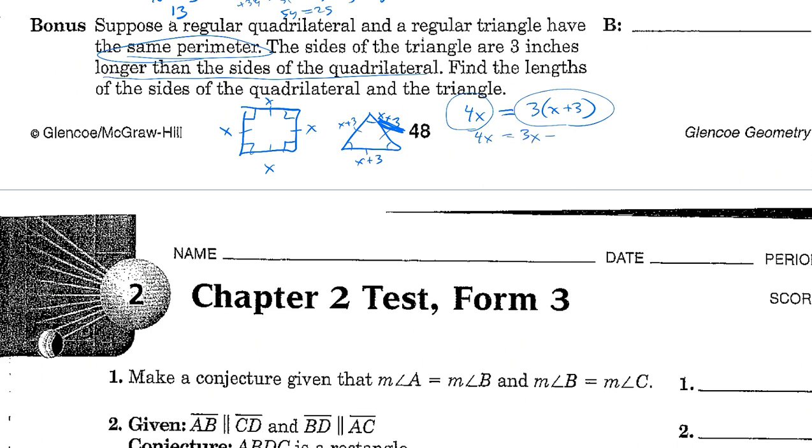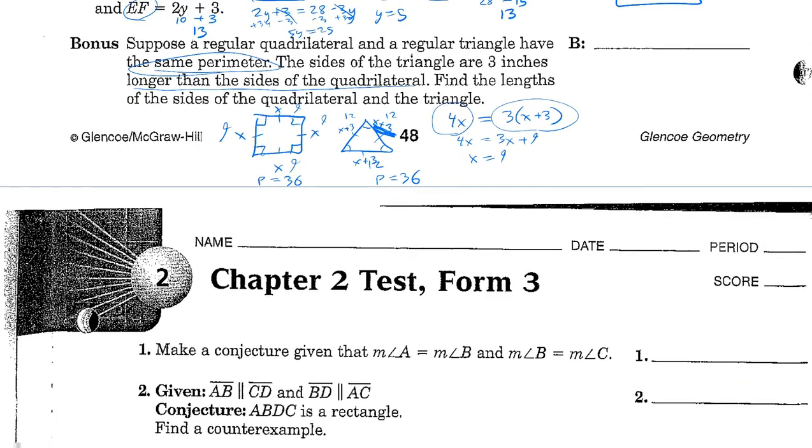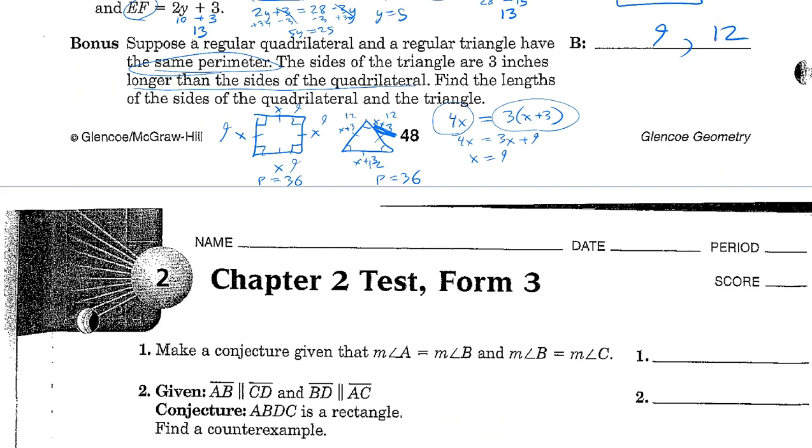4x equals 3x plus 9. So we subtract, we get x equals 9. Plugging it in, we get 9, 9, 9, 9 for a perimeter of 36. Over here, we get 12, 12, 12 for a perimeter of 36. It worked out. And so it said, find the lengths of the sides of the quadrilateral. So of the quadrilateral and the triangle, so first it was 9, and then a totally separate answer is each of the sides of the triangle were 12.